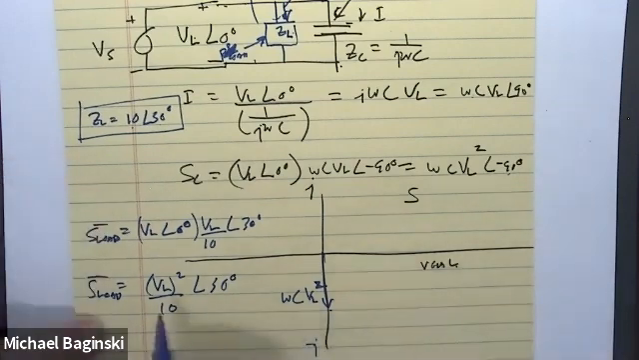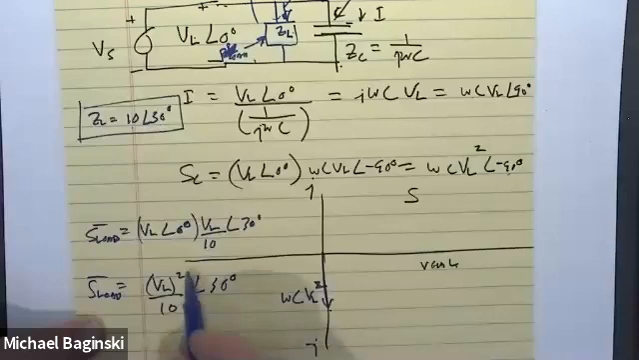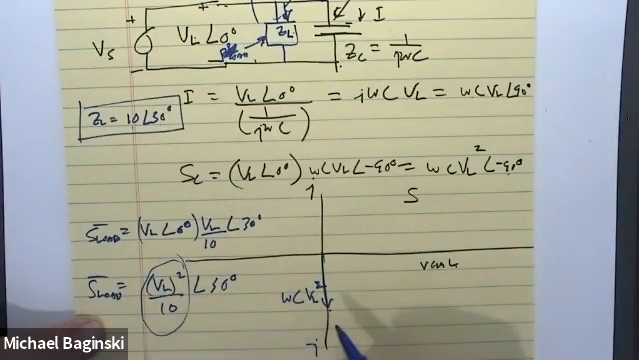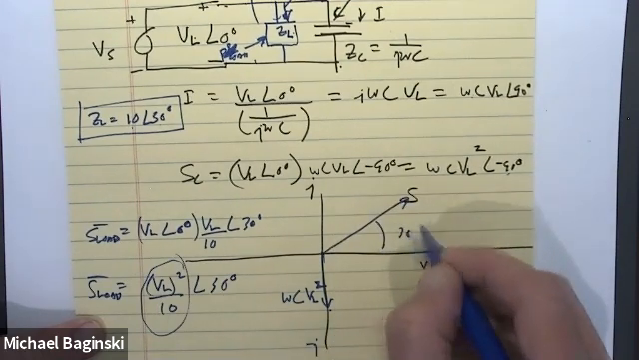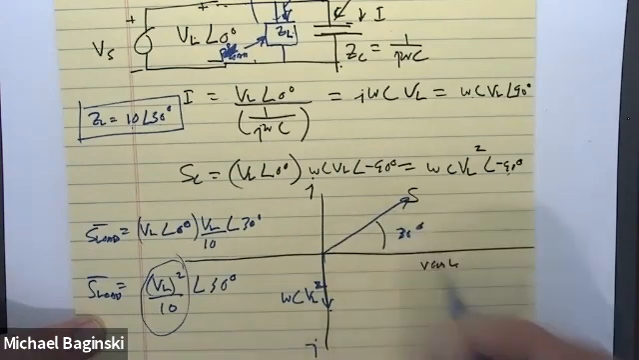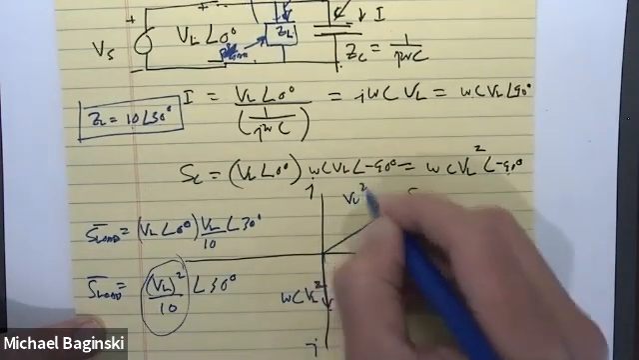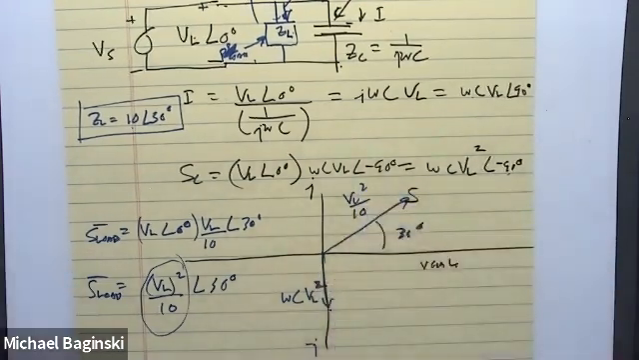All right, now I'm going to plot this. Are you with me? That's going to have a magnitude of VL squared over 10, right? But it's at an angle of 30 degrees. Now look, that means this angle is 30 degrees, and this is VL squared divided by 10. Are you with me, everyone?